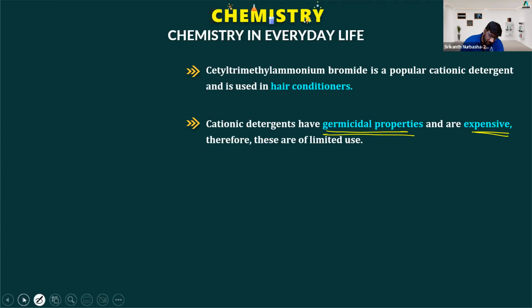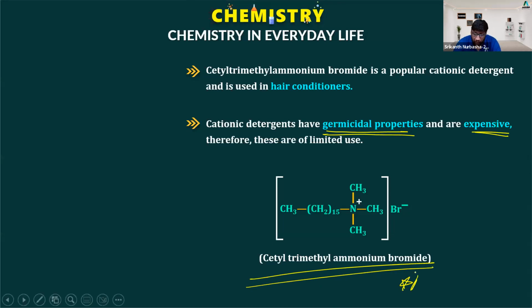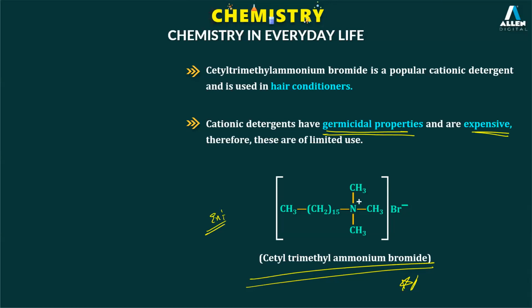You have to remember that example. CH3, CH2 taken 15, N, CH3 taken thrice, with a positive charge on nitrogen and Br minus. Cetyl trimethyl ammonium bromide, that was an example of a cationic detergent. Is that clear, students? Yes. Yes, sir. Yes, right.